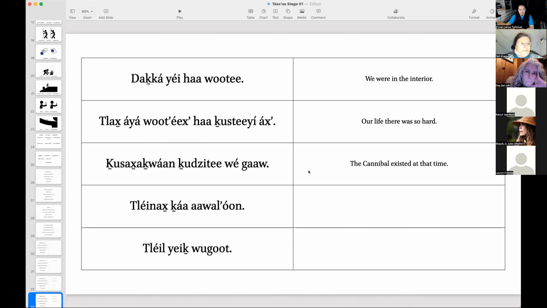Okay. The cannibal. And what's interesting too, just pay attention to this stuff as you continue to learn more Tlingit and study the stories. When does a storyteller switch to present tense? Because that's what happens right here. Because you could have said the cannibal existed at that time. That's how you do the past tense. Because I don't want to spoil the story, but it gets killed.